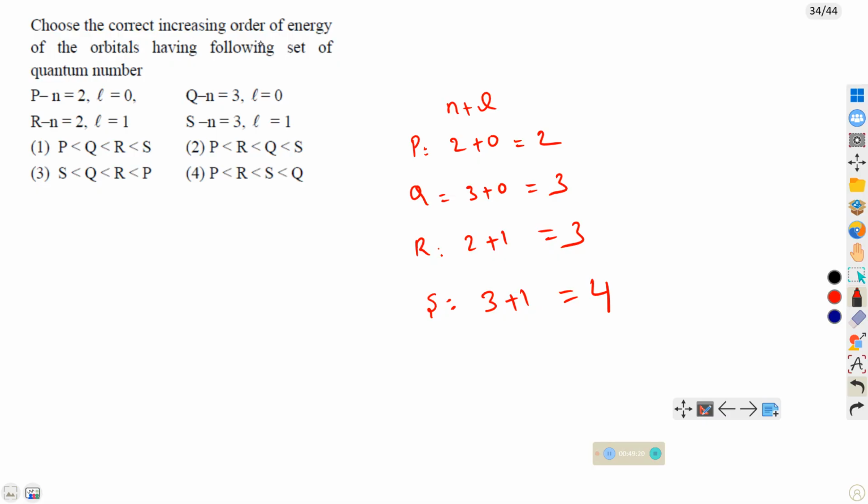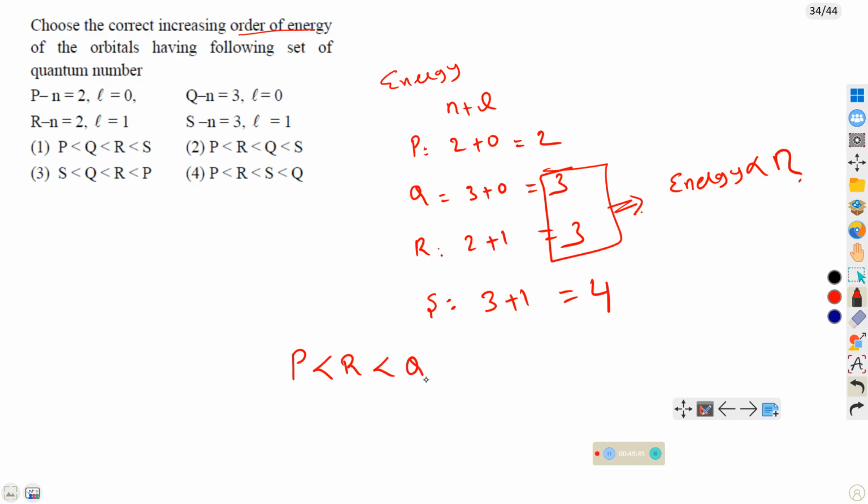The correct increasing order of energy of the orbitals having the following set of quantum numbers. Energy is calculated by using n plus l. So here the n plus l value remains the same. If the n plus l value remains the same, then energy is directly proportional to the n value. So based on that, P less than R less than Q less than S.